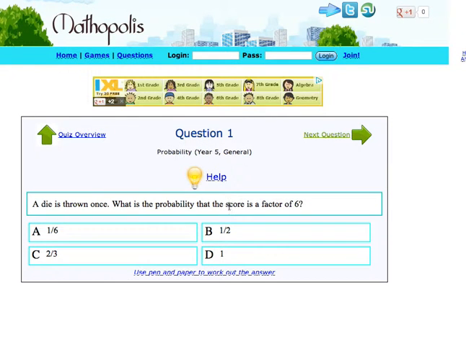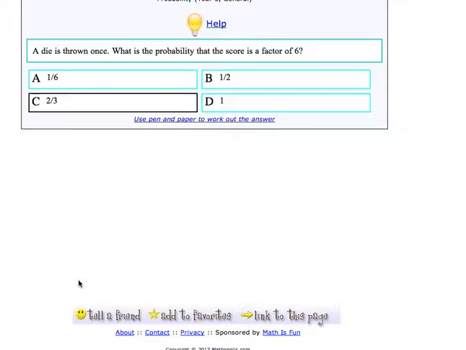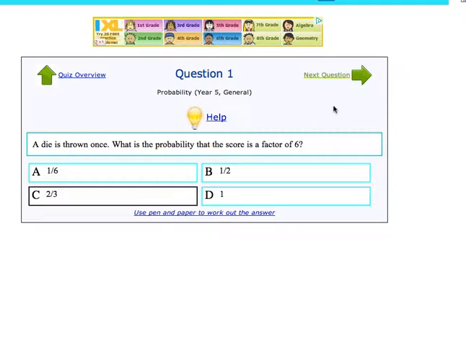So they're just going to go through questions. A die is thrown once. What's the probability that the score is a factor of 6? Well, factors are what you multiply to get a number. So 1 and 6, and 2 and 3. So 4 out of the 6 numbers are a factor of 6, and 4 out of 6 can be simplified to 2/3. So that would be my first answer, and then you would move on to the next question.